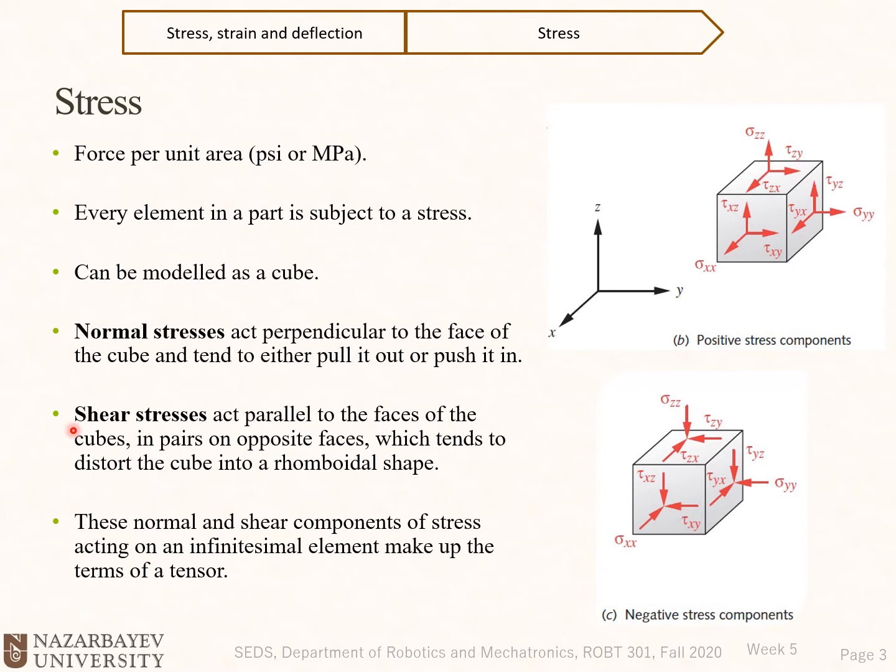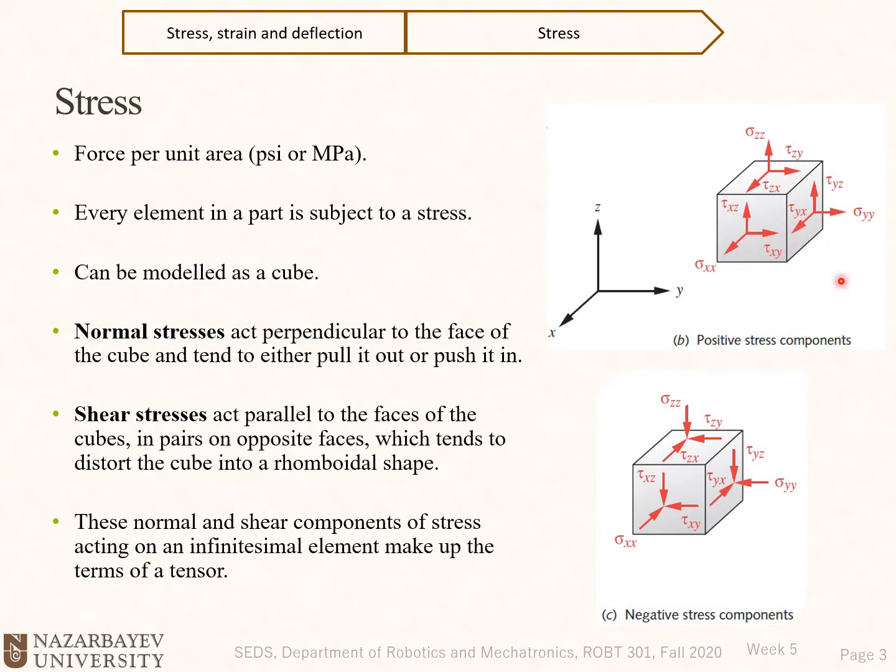Shear stresses act parallel to the faces of the cubes in pairs on opposite faces, which tends to distort the cubes into a rhomboidal shape. So here we see our shear stresses. We have tau yx, and on this face we have tau xy. That's why we say they are in pair on opposite faces. Tau xy is equal to tau yx.